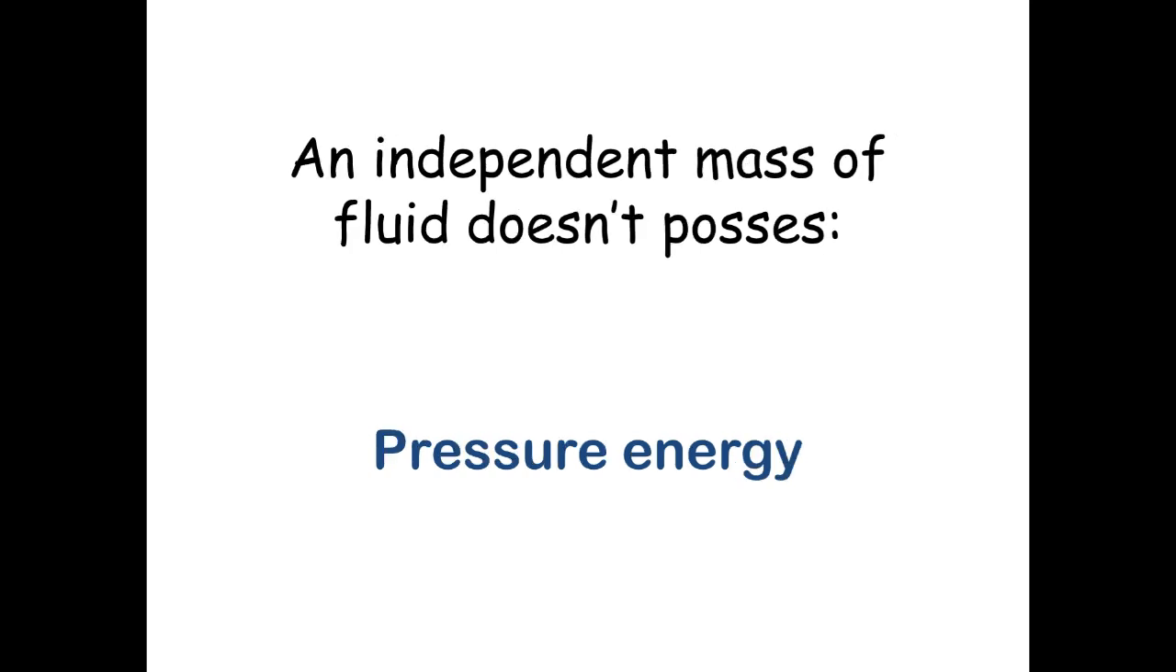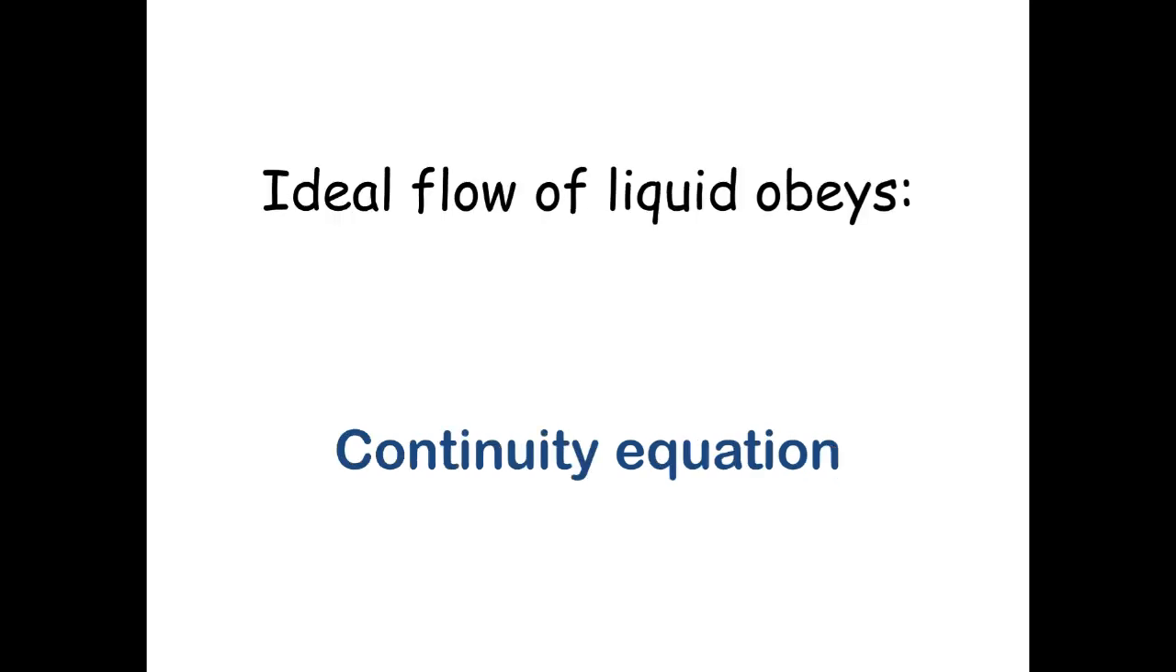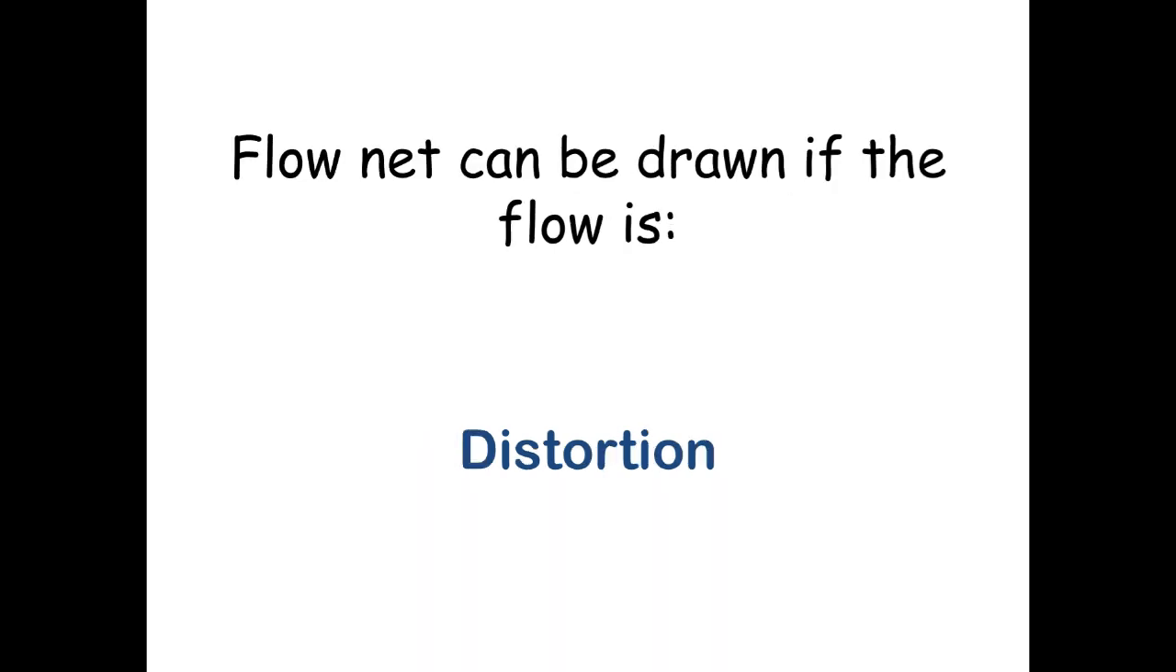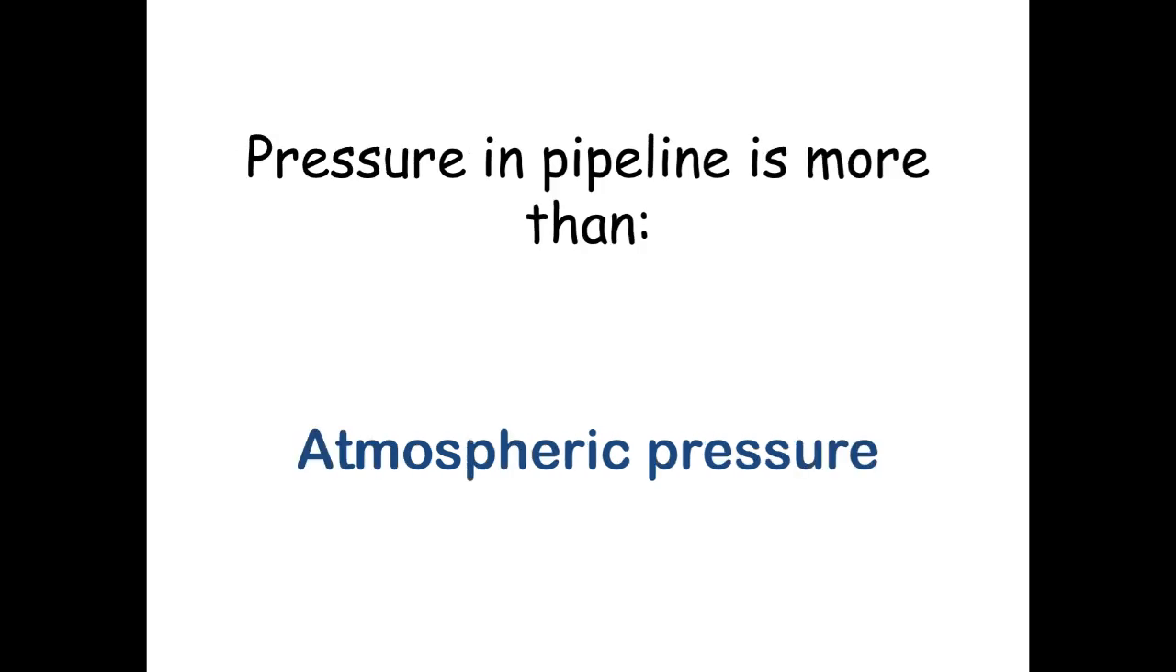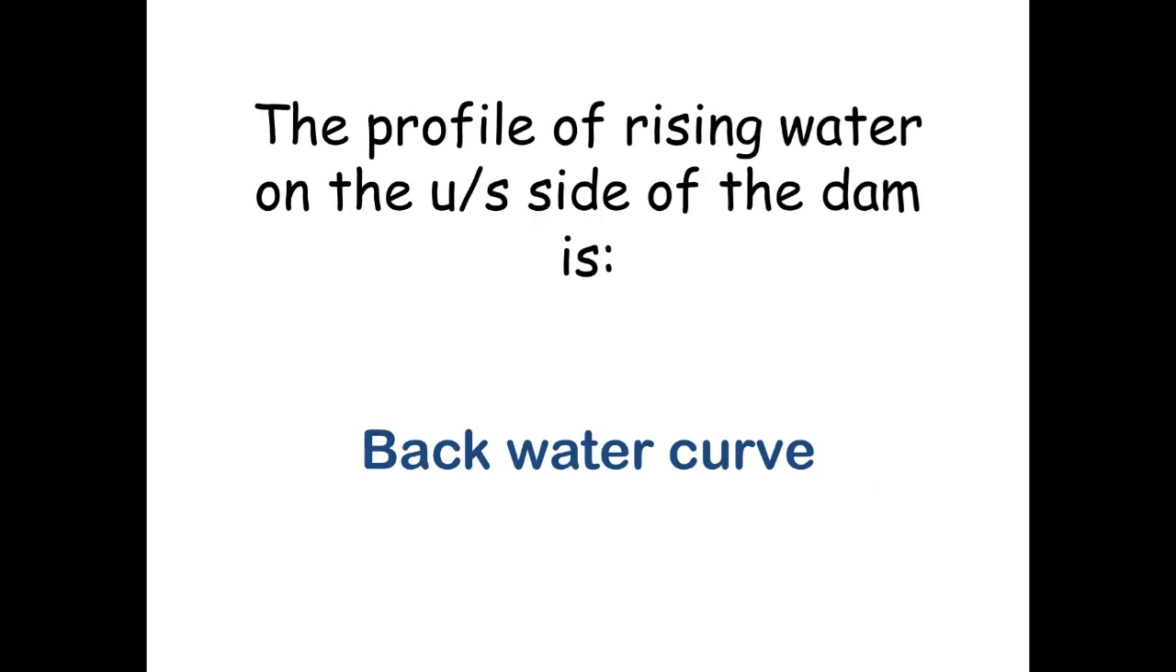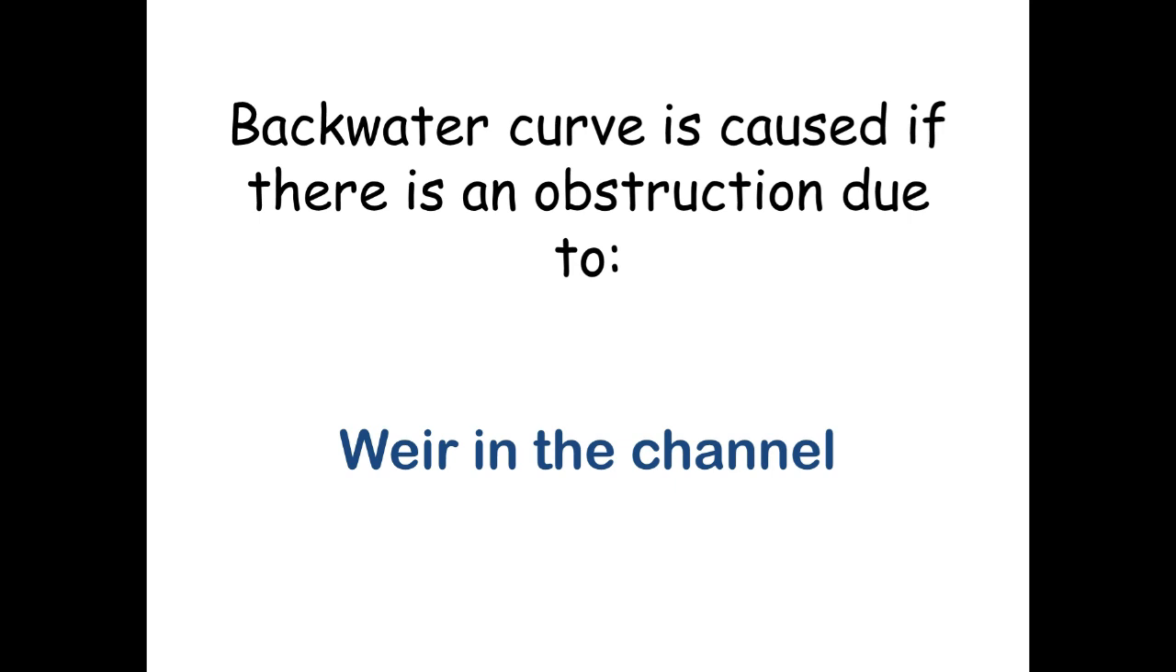An independent mass of fluid doesn't possess pressure energy. Ideal flow of liquid obeys continuity equation. Flow net can be drawn if the flow is distortion. Pressure in pipeline is more than atmospheric pressure. The profile of rising water on the upstream side of the dam is backwater curve. Backwater curve is caused if there is an obstruction due to wear in the channel.